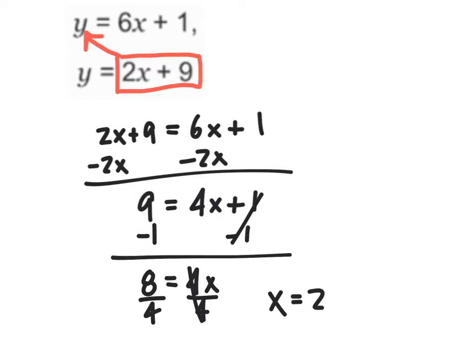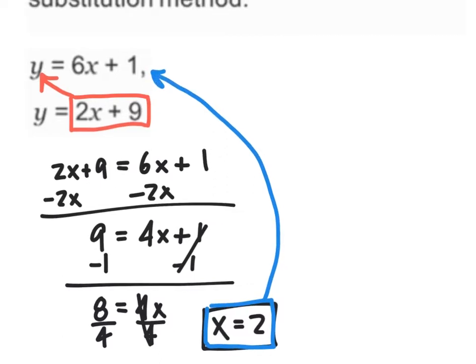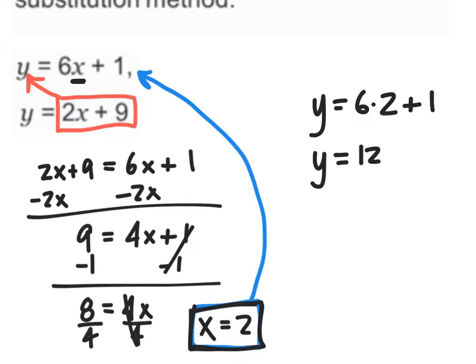So what I have done is solved for x. Now what I'm going to do is resubstitute the 2, x equals 2, into x of one of my other equations. Now I'm simply going to plug it into the top one. You can plug it into either one, it doesn't matter. I'm going to rewrite this as y equals 6 times x, but instead of writing x, I'm going to write what x is equal to, which is 2. So 6 times 2, and then plus 1. So I have y is equal to 12 plus 1, and I get that y is equal to 13.